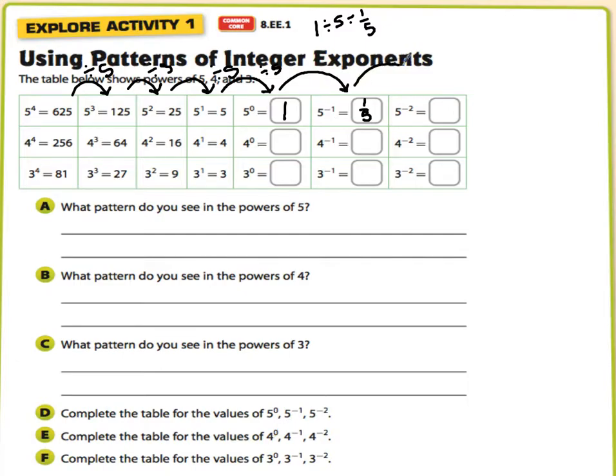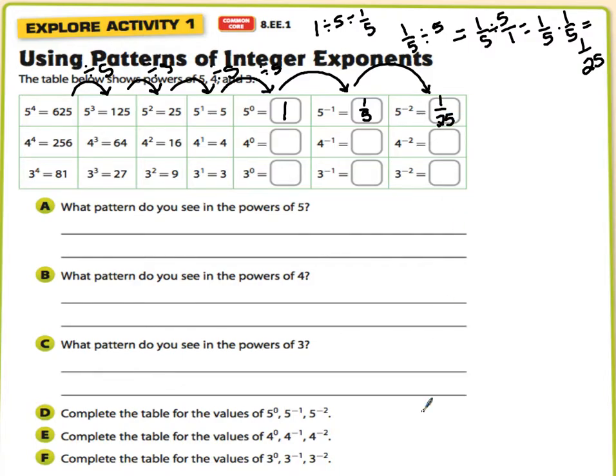Okay, and then again, let's divide by 5. So 1/5 divided by 5. We know that means still dividing by 5 over 1, which means 1/5 times 1 over 5, because we have to multiply by the reciprocal, and we get 1/25.